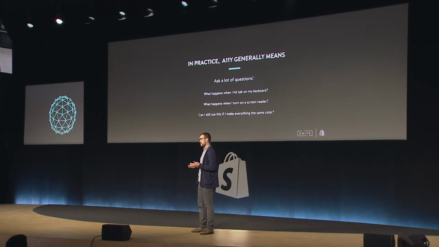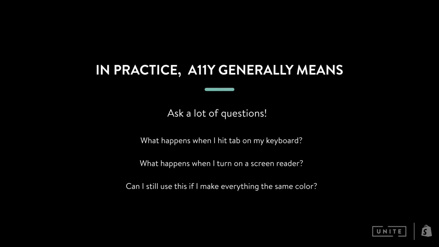In practice, what accessibility means, at least for our team, is generally just asking ourselves a lot of questions while we're developing a theme. So, what happens when I hit tab on my keyboard? Am I still able to navigate my site? What happens if I turn on a screen reader or use some other type of assistive device to try and navigate a store? Or even, from a design level, what happens if you take away all of the colors, totally monochrome? Can you still see what's important? Can you still see what elements you should be interacting with or what state they're in?